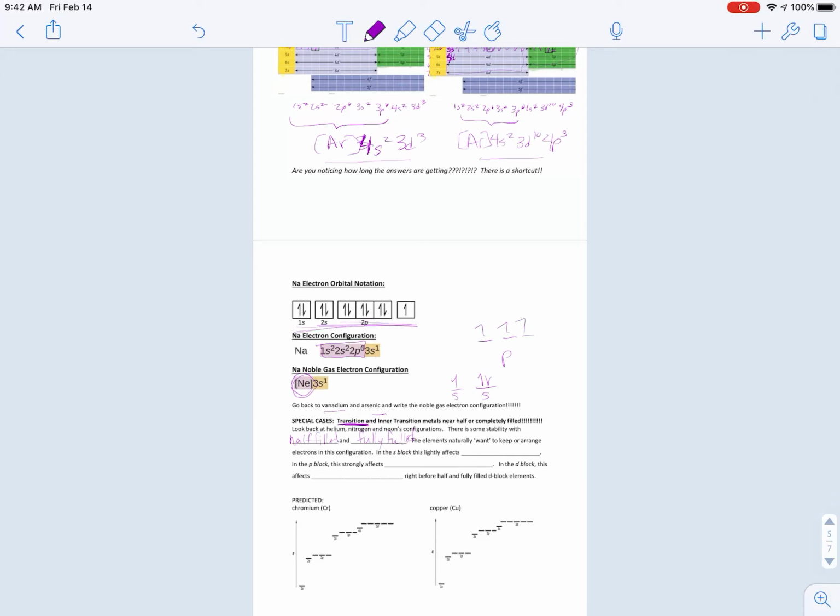So here with our Ps, half filled is going to be better, and then fully filled is the best of all. They're more stable is the idea. And the elements want to arrange so that they could be like these guys. In the S block, it just slightly affects something called trends. That's for the next test. In the P block, it does strongly affect trends. But in the D block, it actually affects the configuration. And it happens right before half and fully filled D block elements.